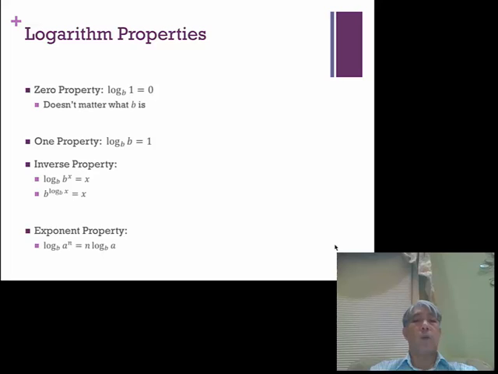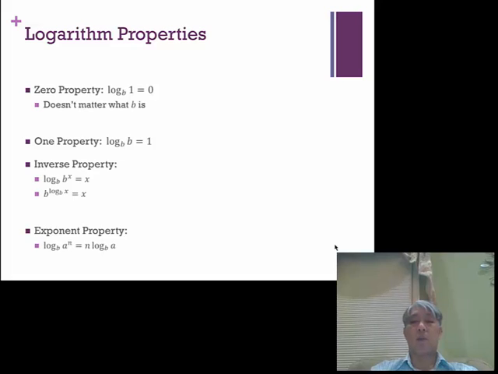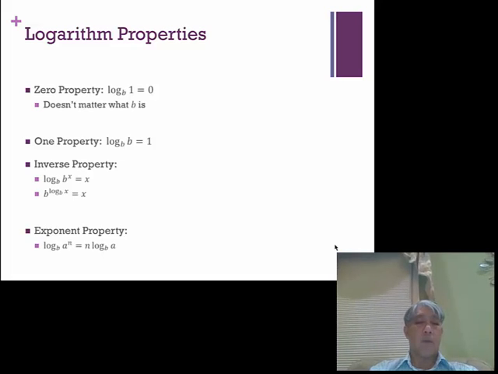The inverse property we'll see more of in 3.4, but this is an incredibly useful property because this is how we will get rid of logs and exponents. In the first case, if I have log base b of b to the x, I get x. And if I have b to the log base b of x, I also get x. We'll see in chapter 3.4 how this lets us get rid of the exponent or get rid of the logarithm.